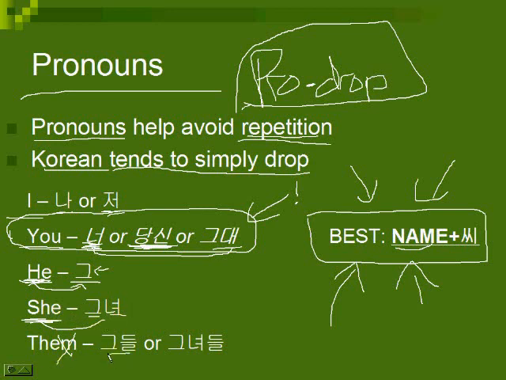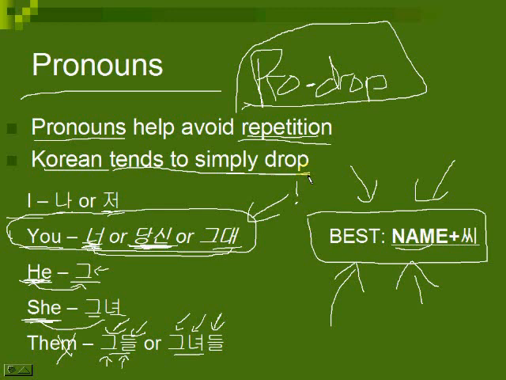They is 그들, those people. That's basically a pluralizer. That's they or that. This is 그녀들, those girls, pluralized. So 들 just means plural. So 그들, they, 그녀들, they, only their girls.